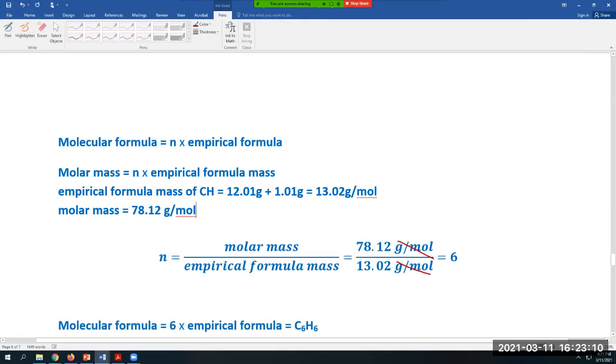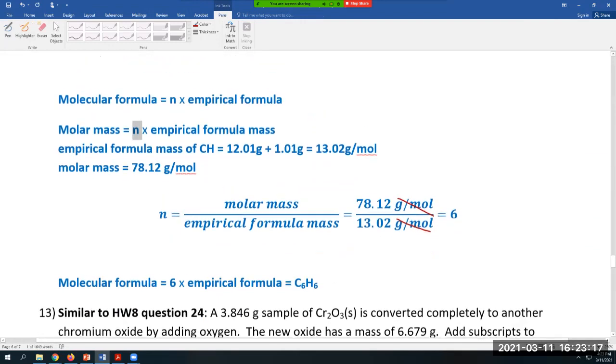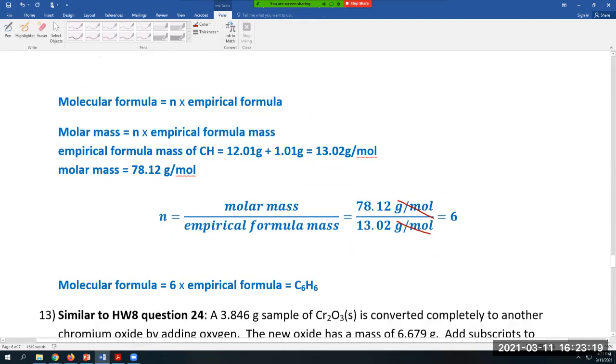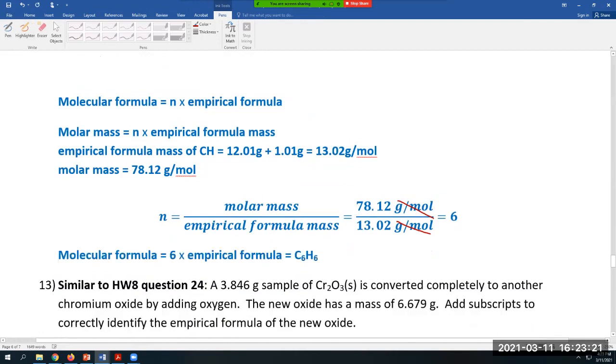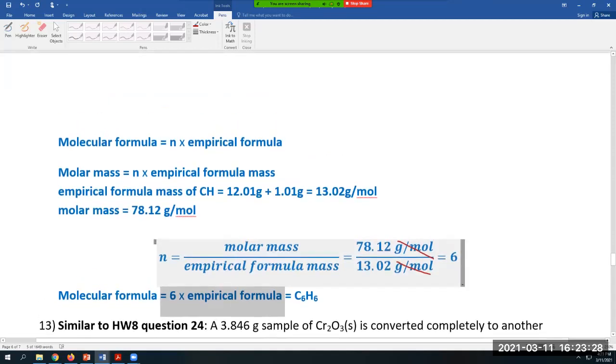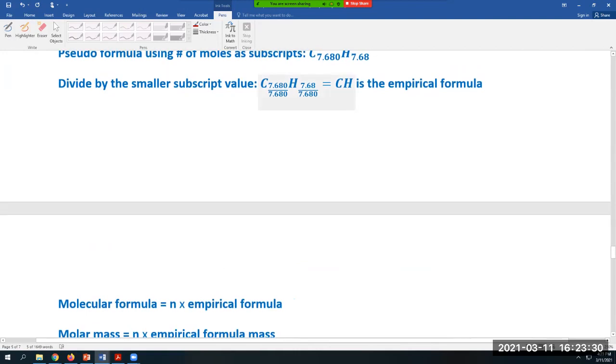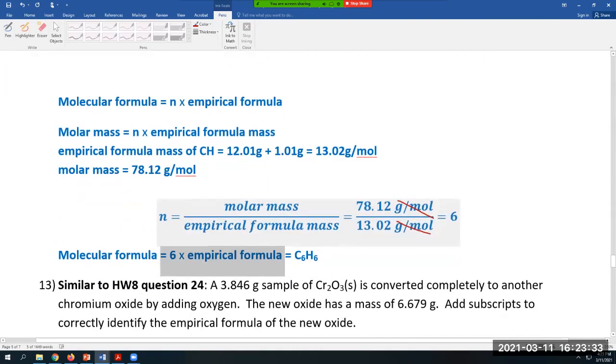And remember that n represents the number that we will multiply the empirical formula by to get the molecular formula. So that means we do molecular formula equals n times the empirical formula, so 6 times the empirical formula. And the empirical formula, remember, was just CH. So that means you multiply the subscript 1 by 6, and you get C6H6. So that's the molecular formula of this compound.